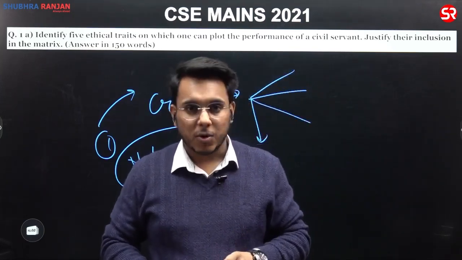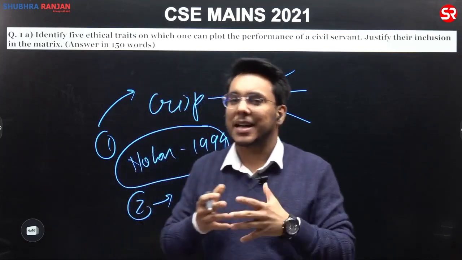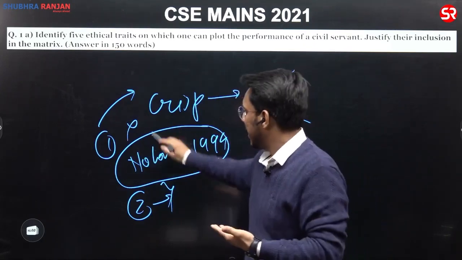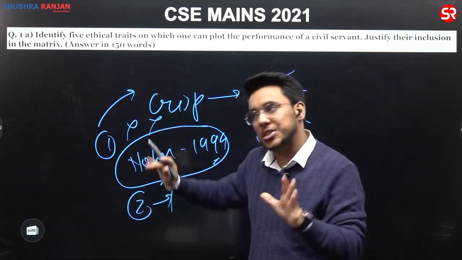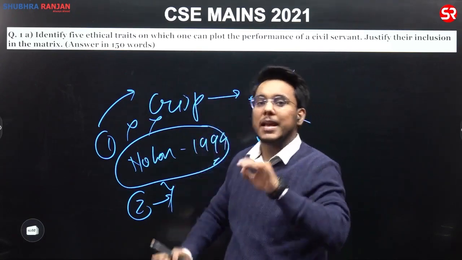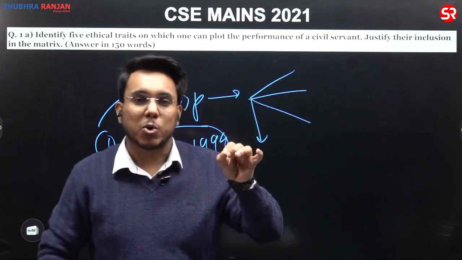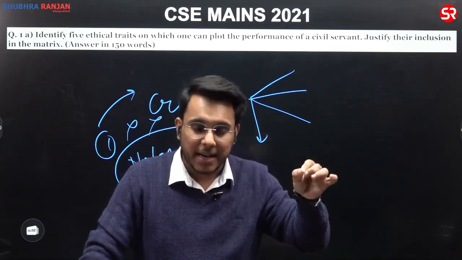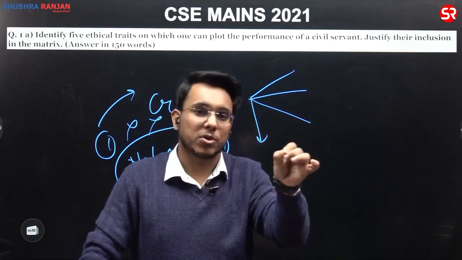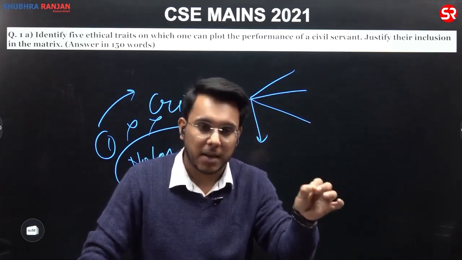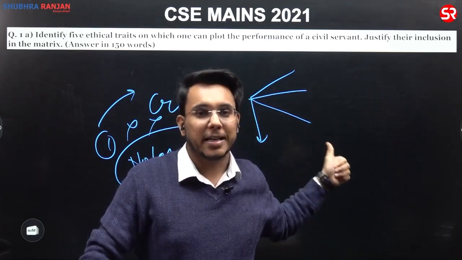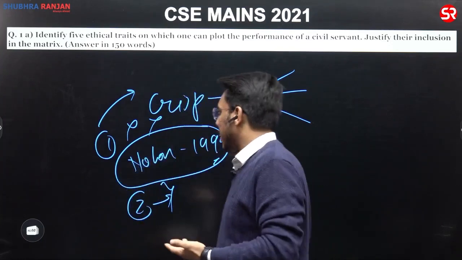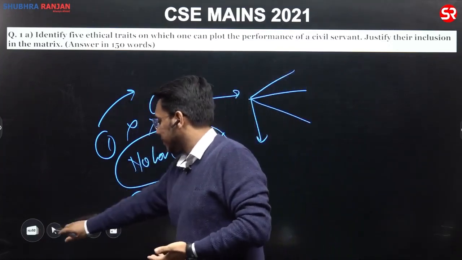Is this clear now? If you don't know these sources, the Second ARC or the Nolan Committee, it is not a problem. You can justify that sometimes laws might not be able to bring ethical resilience into a system. So therefore, the ethical traits become important, and such traits are needed, indispensable for the civil services. This is a way.